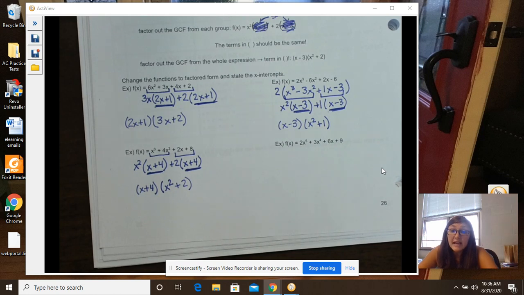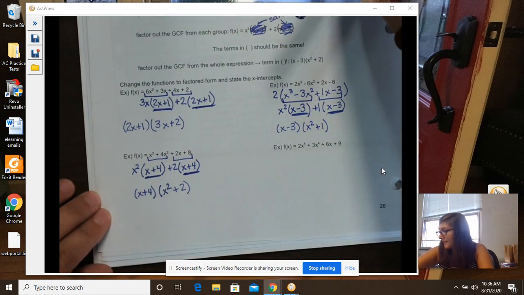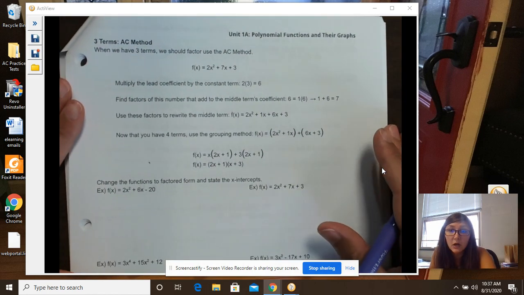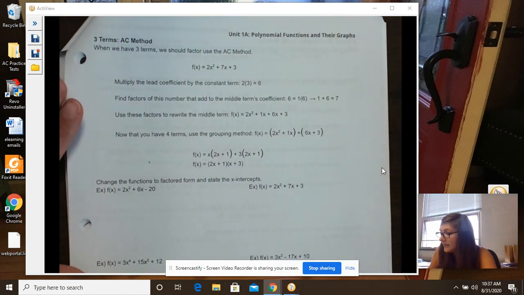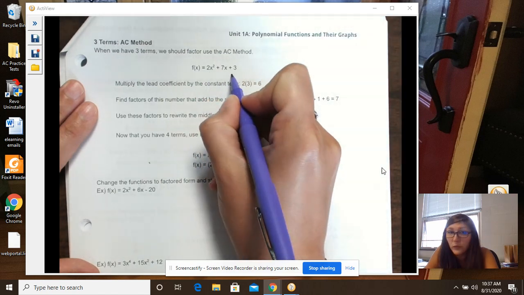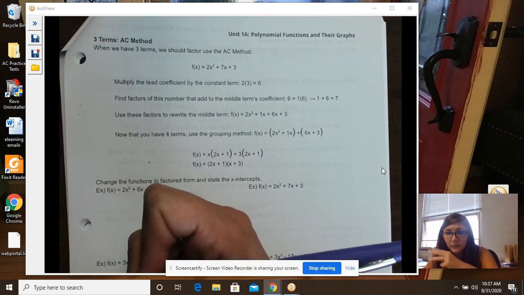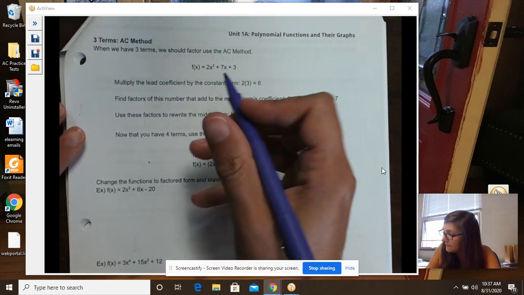Okay, so that's factoring by grouping. And this is the strategy that we're actually going to use for our AC method for factoring trinomials. So on the next page, on page 27, we're going to talk about something called the AC method. And that lets us factor these polynomials that have 3 terms, what we call trinomials. Tricycle 3, trinomial 3, okay?